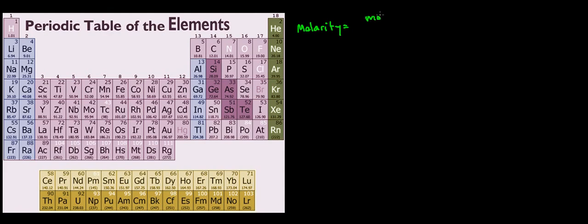which is moles of solute, which is the thing being dissolved, over liters of solvent, the thing doing the dissolving. For example, salt water. Salt is the solute and water is the solvent. So if I wanted to calculate the molarity of salt water, I'd find the moles of however much salt is in there and then divide it by the liters of water, and that would be the molarity.